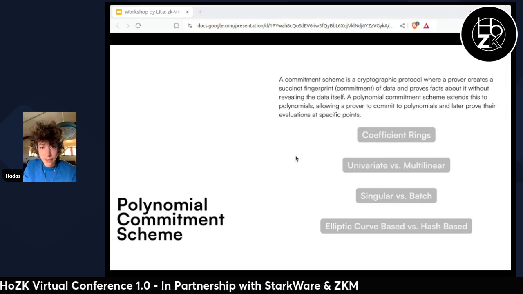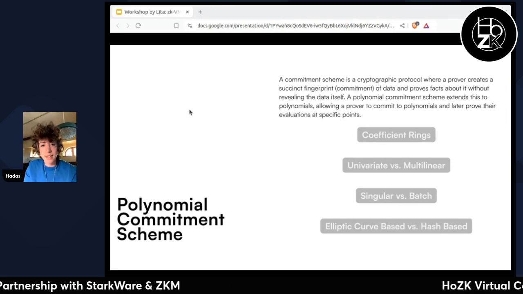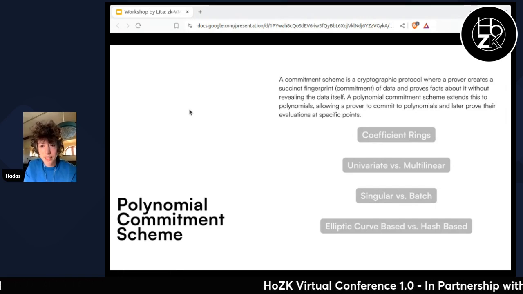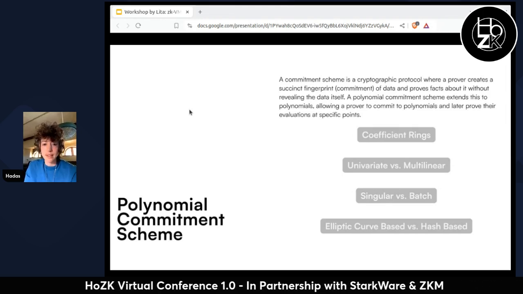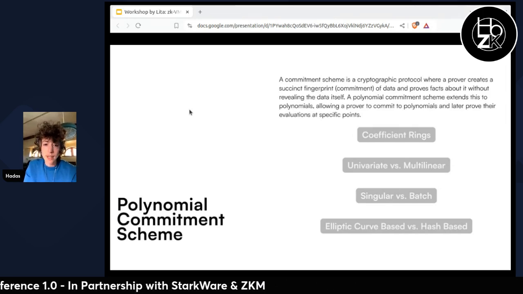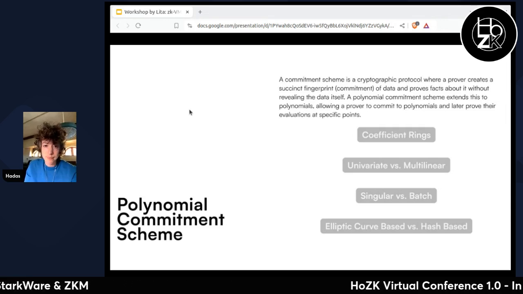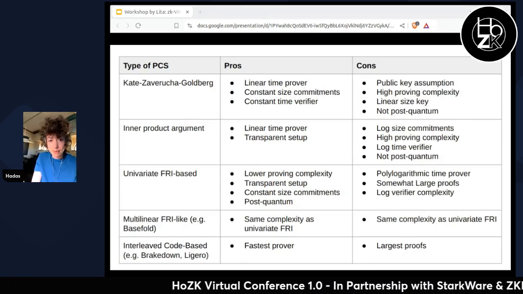And then, as I said, univariate versus multilinear, singular versus batch. We do use batch PCS to make things more efficient. And then elliptic curve versus hash-based ones. I'll discuss this a little more later, but hash-based ends up having faster prover time, so that's the one we use, even though they have slightly larger proofs than elliptic curve ones. Okay, next slide. All right, so here's a table of different types of PCS.